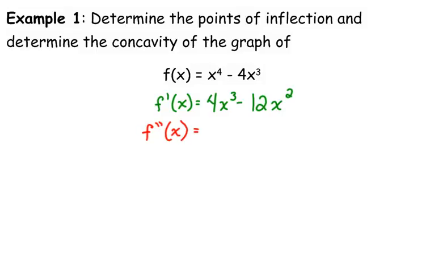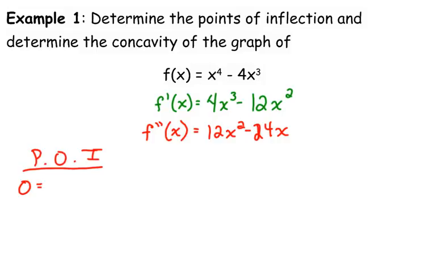Now I'm going to take the second derivative. 12x squared minus 24x. Now that I have the second derivative, set it equal to 0, that's going to give me my points of inflection. Points of inflection. Set my second derivative equal to 0. While I set it equal to 0, I'm going to also factor so I don't have to write it more times than I really need to.